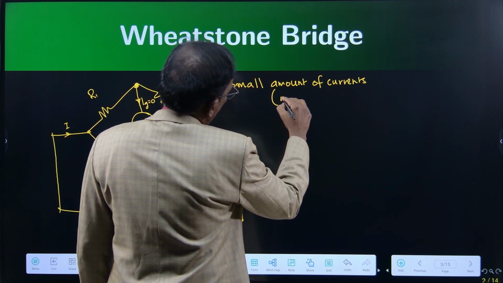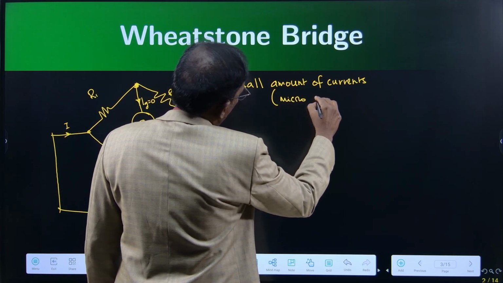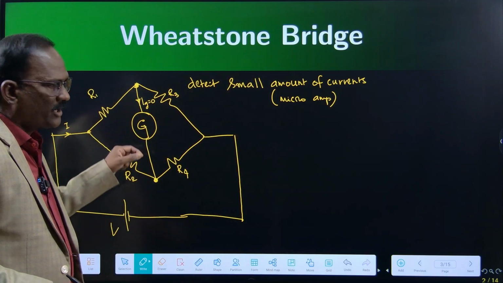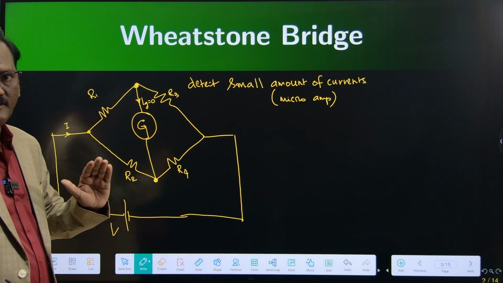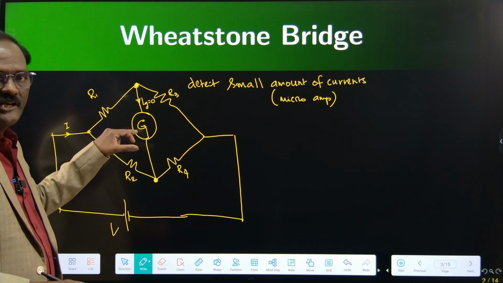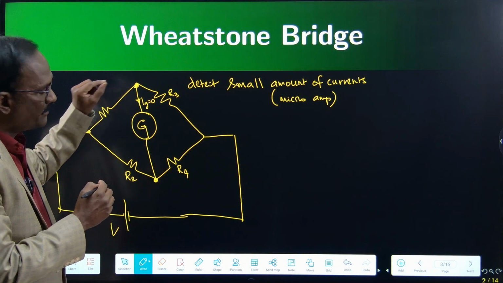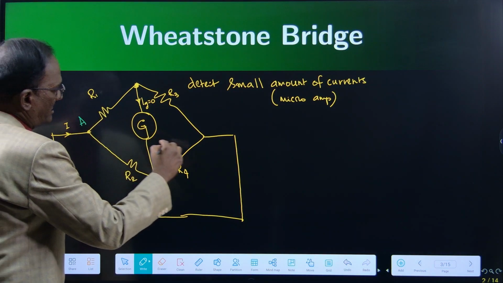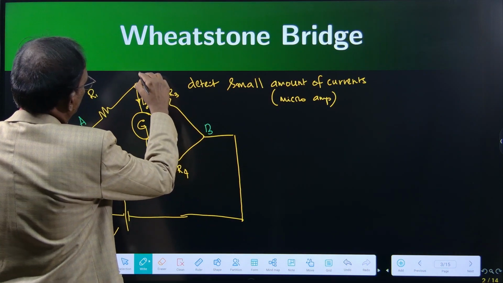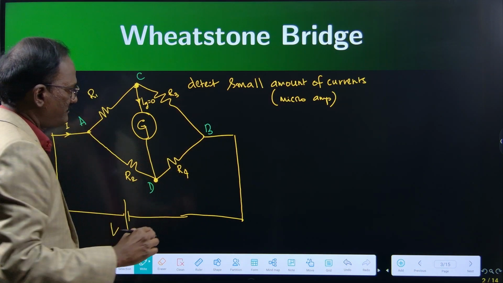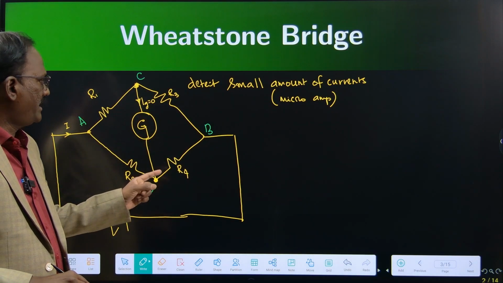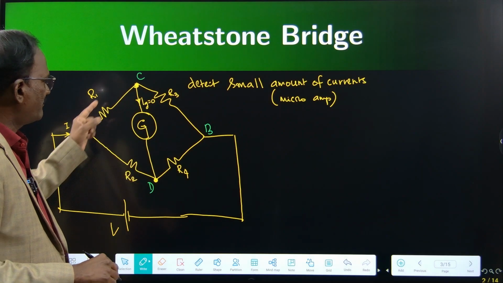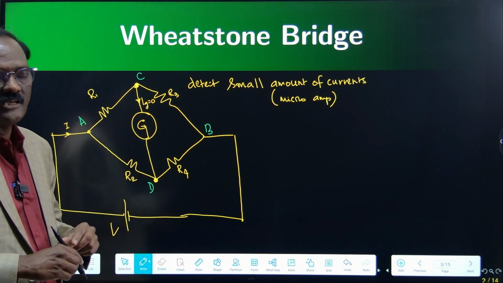Say microamperes. Even such a small amount of current, they will show its deflection, right? That is why we are connecting a galvanometer between the 2 points. Let me mark the points as A, B, C, D. I can make the current through the galvanometer zero by adjusting the values of R1, R2, R3 and R4.